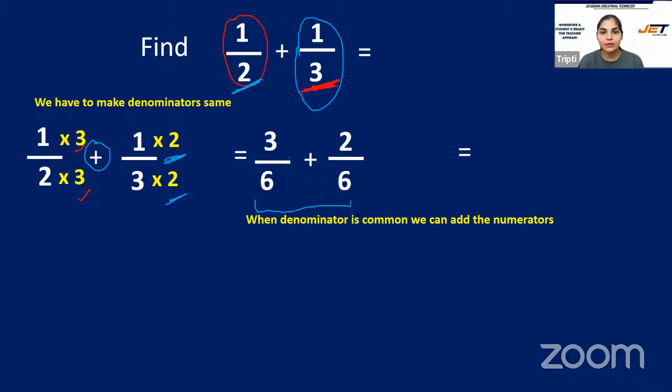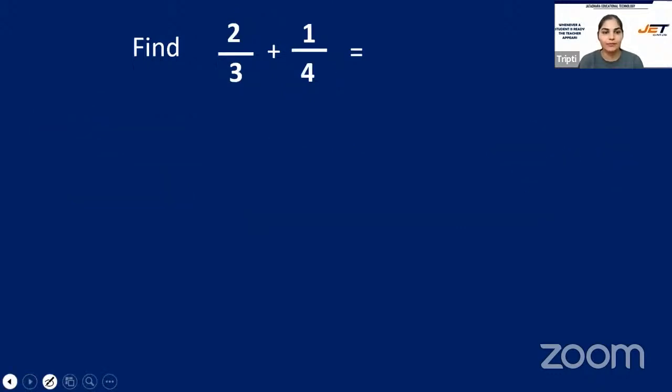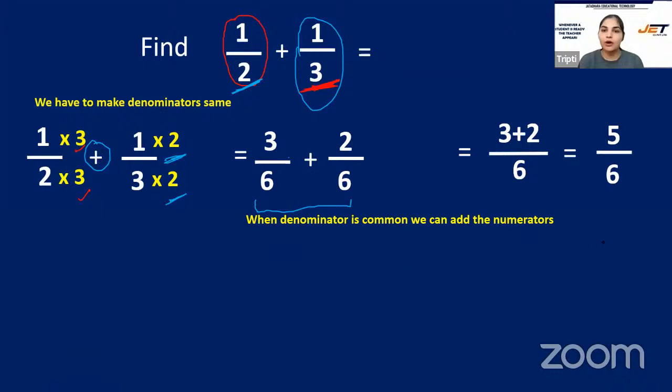Now, can you see the denominators are same? We have already learned it. When the denominators are same, you just add the numerators. Like 3 plus 2 is 5. The answer is 5 by 6. Right here. When the denominator is common or same, we can add the numerators.